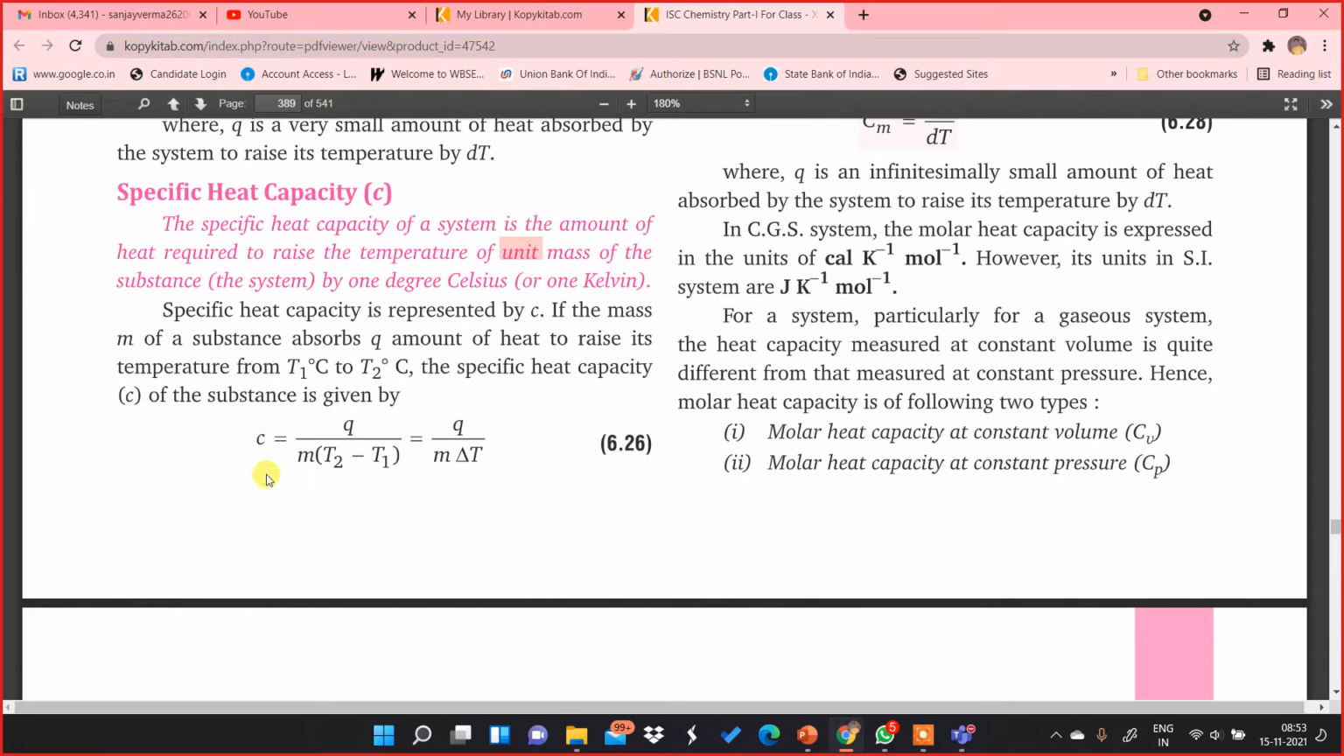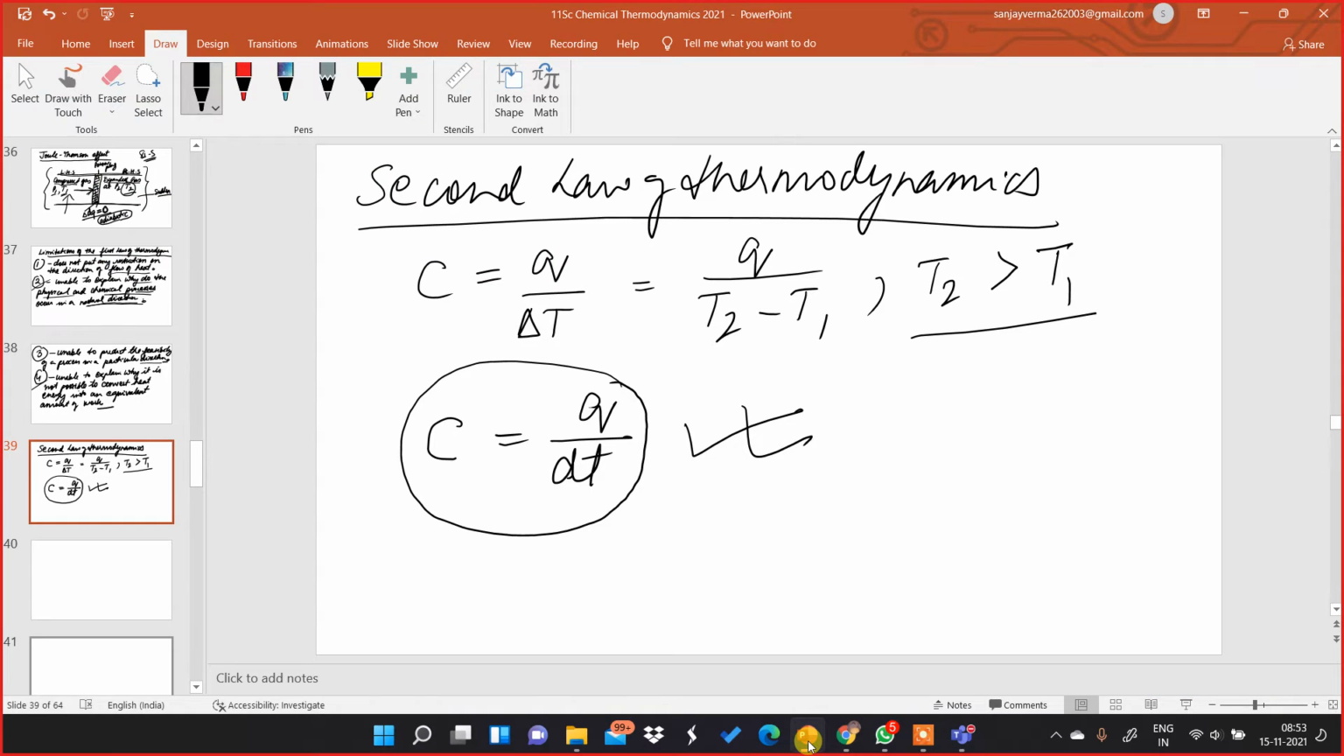So the formula is c is equal to q divided by m into T2 minus T1, or q is equal to m c delta T. This is also a formula which you have learned in class 10. Q is equal to m c theta, no? You have learned theta in class 10. Or we can write m, small c, and delta T. So that is a formula relating the quantity of heat, mass, specific heat capacity, and the rise in temperature. So here we have the specific heat capacity from this chapter.